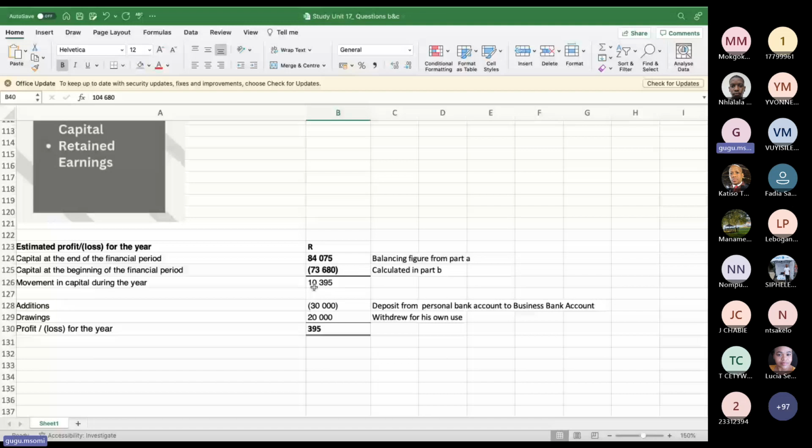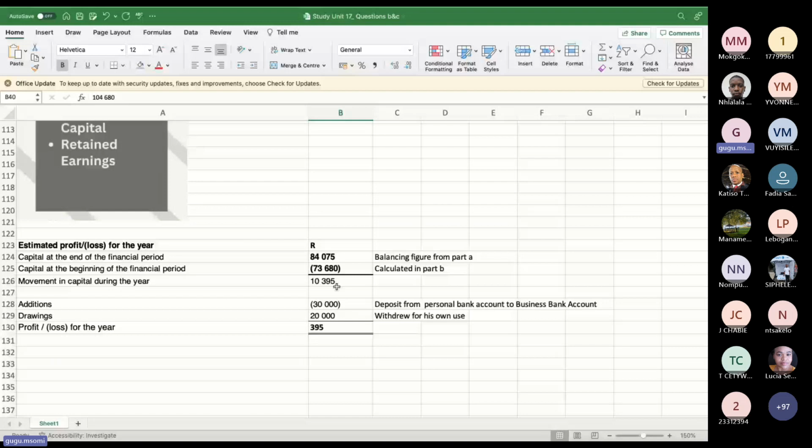Everyone with me there? This is the difference between the beginning of the year and the end of the year. So we finished 2004 at 73,680, which we calculated in part B, and we ended the year at 84,075, which means we've increased our capital by 10,395. But this is still only the capital movement.